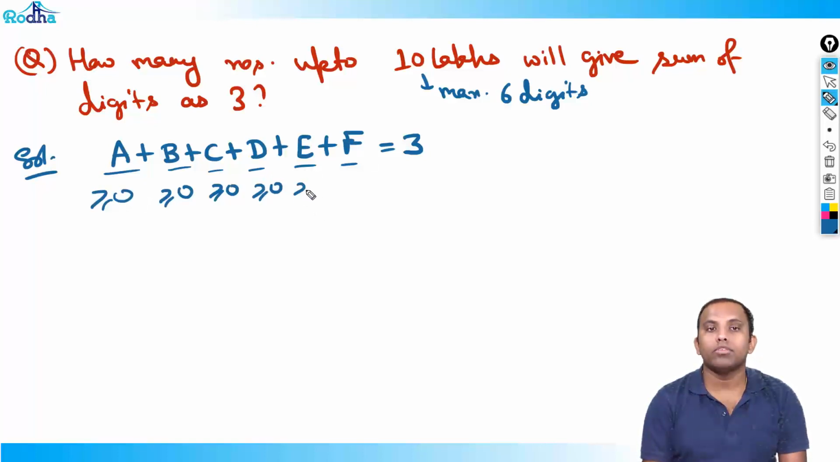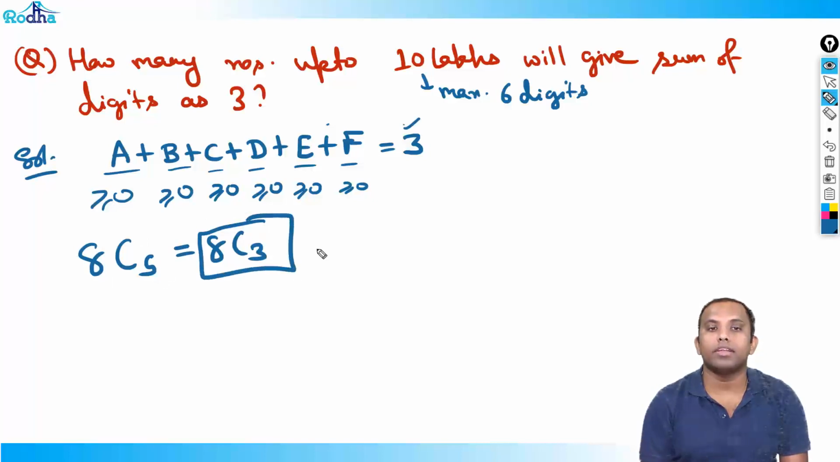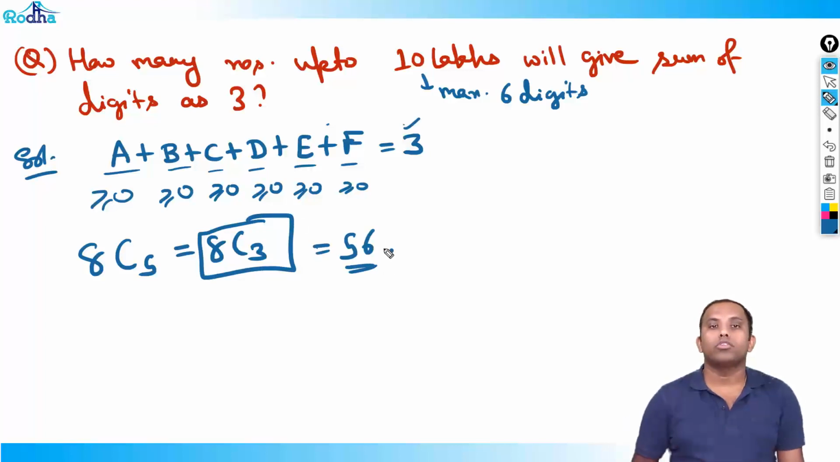So how many solutions can we write? 3 circles plus 5 plus signs, so 3 plus 5, 8C5 or 8C3. This is the answer. The answer is 8C3, that is 56. 8C5 is equal to 8C3, no issue. So 3 plus 5, 8C5 or 8C3, that is 56, is the answer.